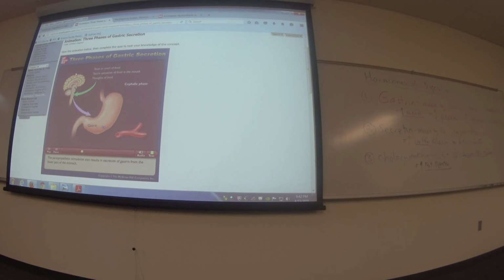The parasympathetic stimulation also results in secretion of gastrin from the lower part of the stomach. So I'm thinking about dinner, my stomach begins to go. I get more stomach activity. This hormone travels through the bloodstream and further stimulates hydrochloric acid and pepsin secretion in the upper and middle parts of the stomach.